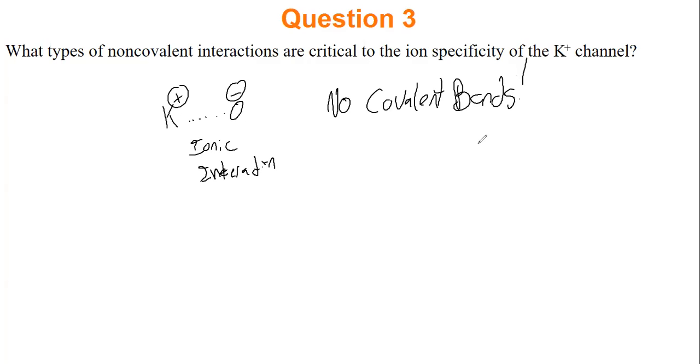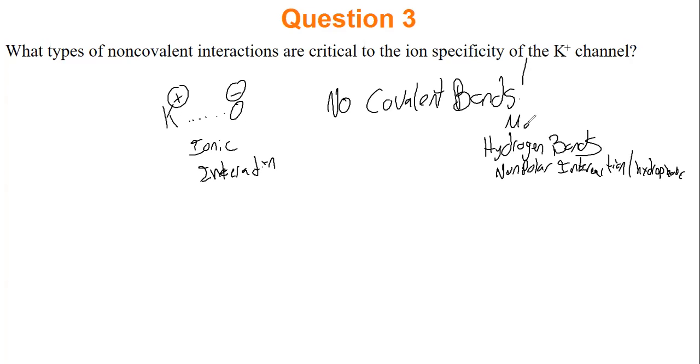For other channels, you can have hydrogen bonds, and you can have nonpolar interactions. Hydrophobic interactions are this, right? Nonpolar says hydrophobic. So this would be for our multiporin that we talked about. This would be for our potassium channel. So just keep in mind the type of interactions we have.